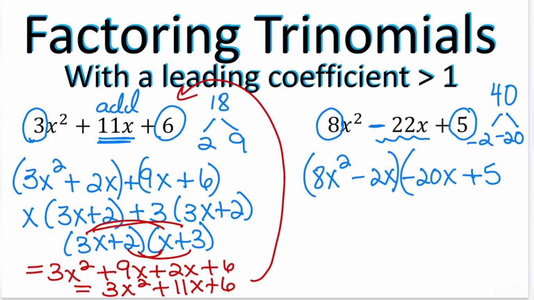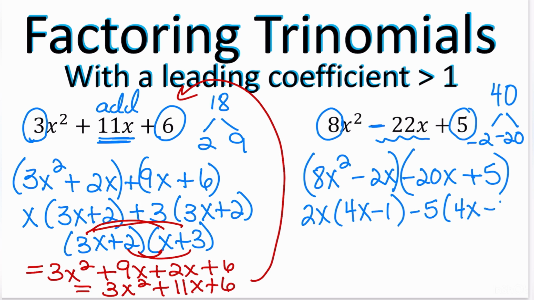I grouped the first two and the last two. Remember that when you have a minus, you want to make sure you include it inside the group. So from the first group, they are both divisible by 2 and they both have an x in common, which means I'm left with 4x minus 1. From the second group, they are both divisible by 5. Because the 20 is negative, I'm going to factor out a negative 5. In that case, negative 20x divided by negative 5 is positive 4x, and positive 5 divided by negative 5 is negative 1. So once I see this, I'm thrilled because that means I'm close to getting the final answer.